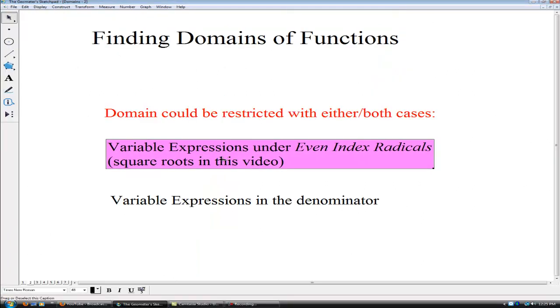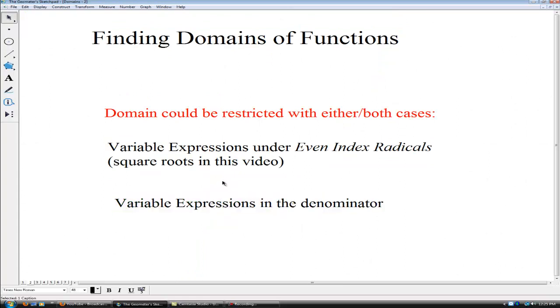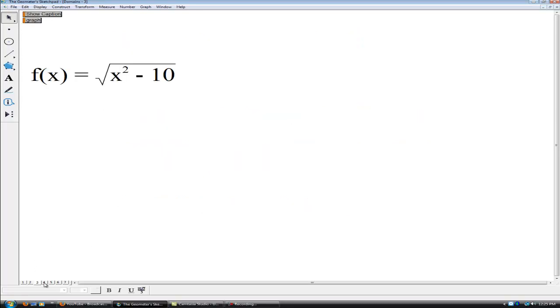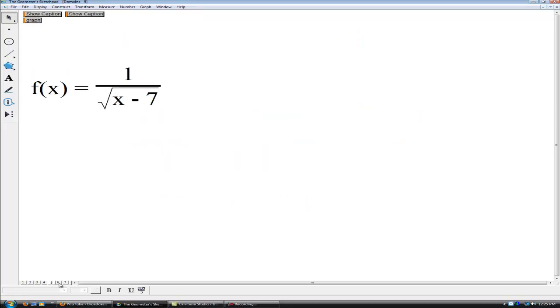The two cases that we're going to look at that could be producing restrictions for the domain are having variable expressions under even index radicals. We'll use square roots in this video, or variable expressions in a denominator. These are the 5 functions that we'll look at.